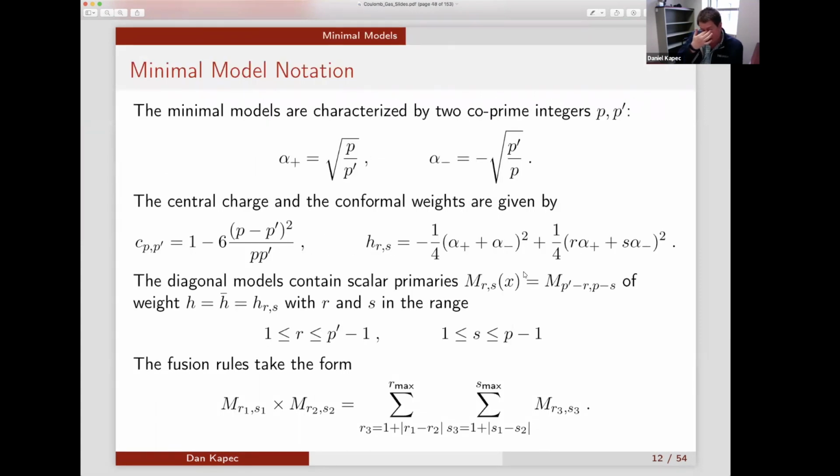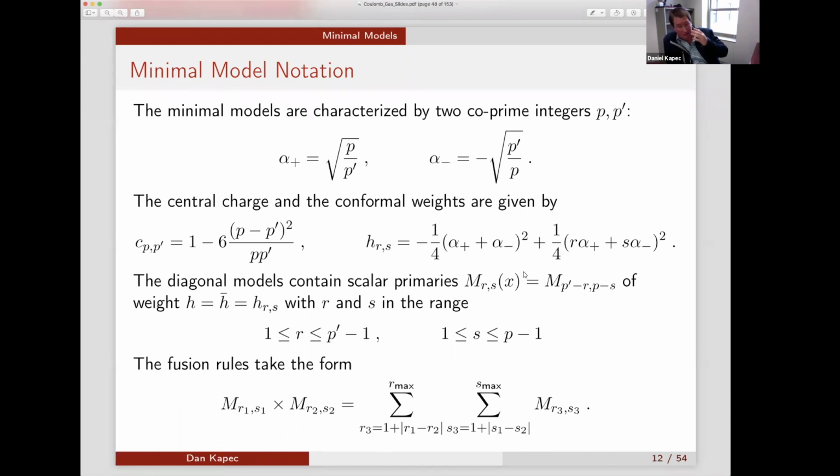Okay. So this slide is just to set some notation for the rest of the talk. If we choose two integers, p and p prime, that fixes a specific diagonal minimal model. The things which actually show up in calculations are usually the square roots of the ratios of those two integers, which I'll call alpha plus and alpha minus.